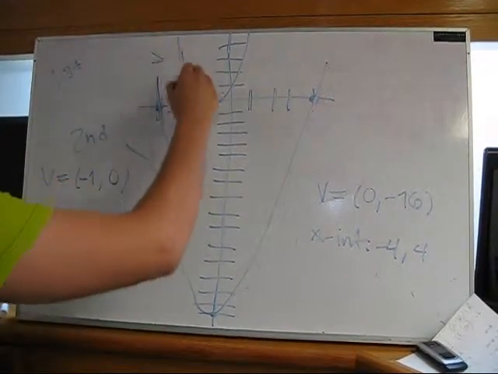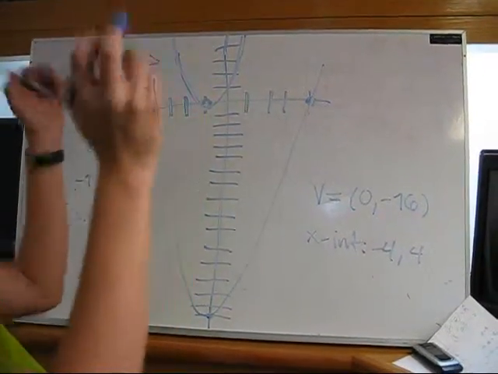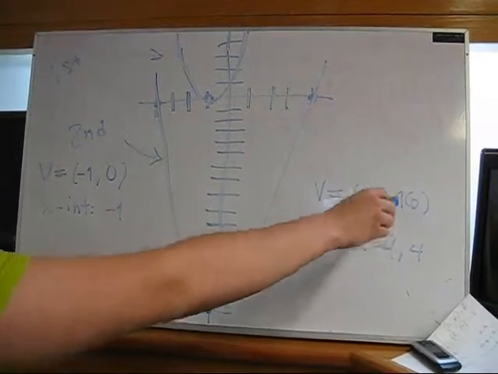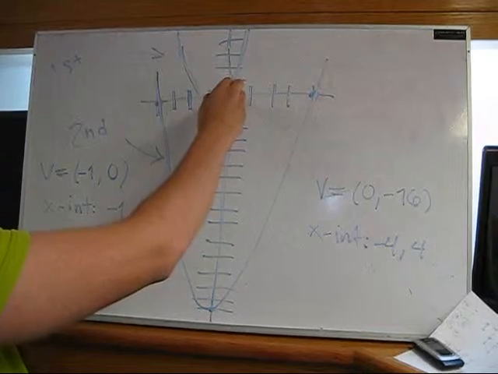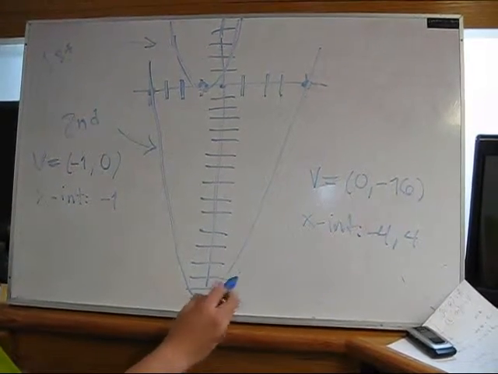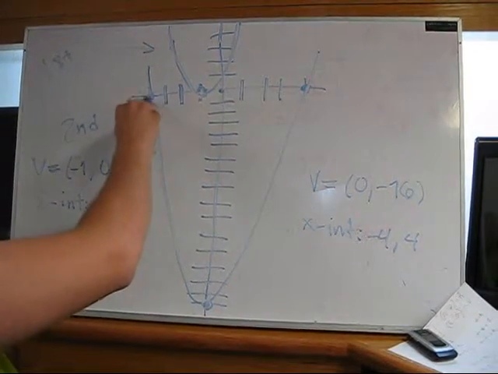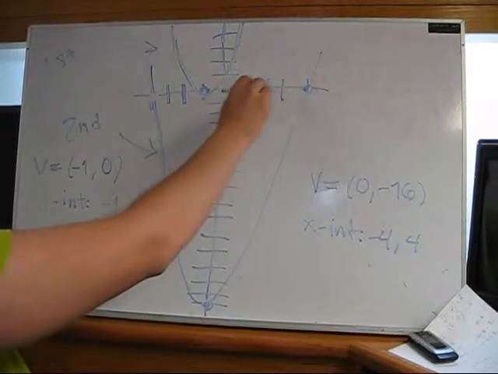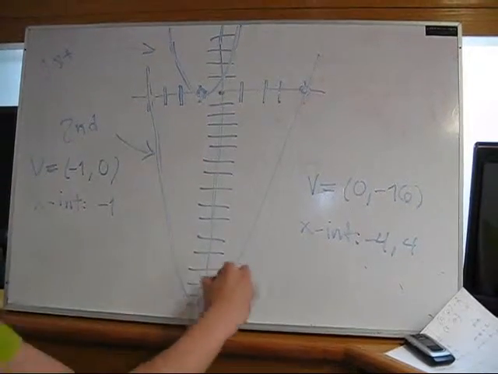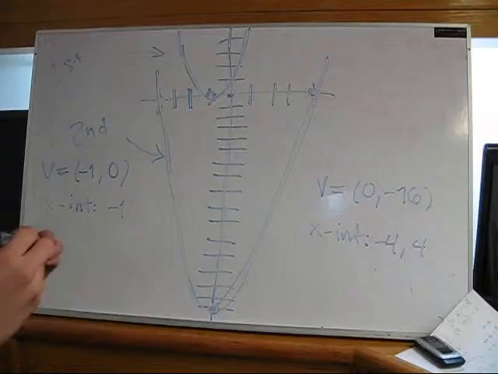So you have to calculate the parabola. In the second problem, the vertex is 0 comma negative 16. So 0 on the origin, negative 16 here is the vertex, and then plot the x-intercepts: negative 4, counting 1, 2, 3, and 4, and positive 4, counting 1, 2, 3, and 4. And you plot your parabola. It will be like this. And this is the answer for graphing your two equations.